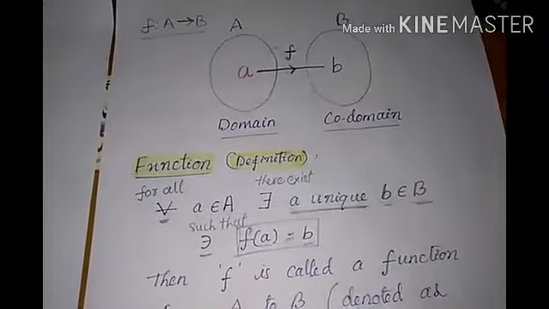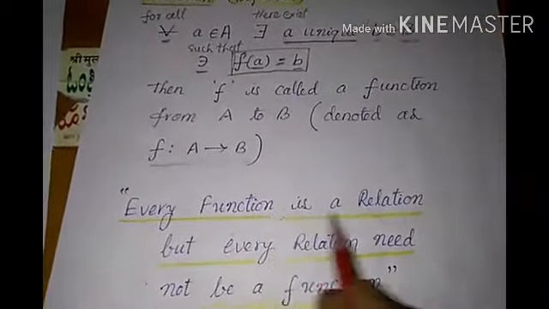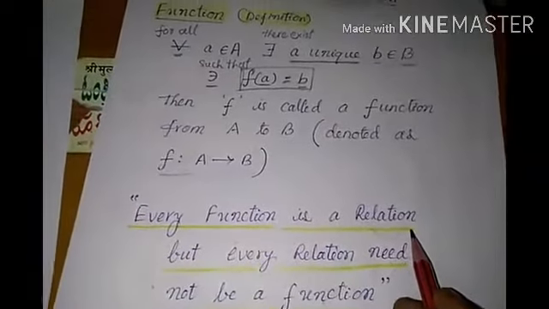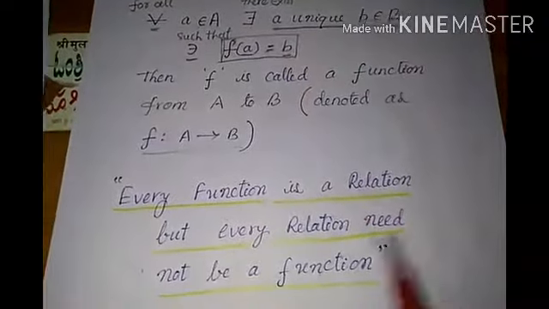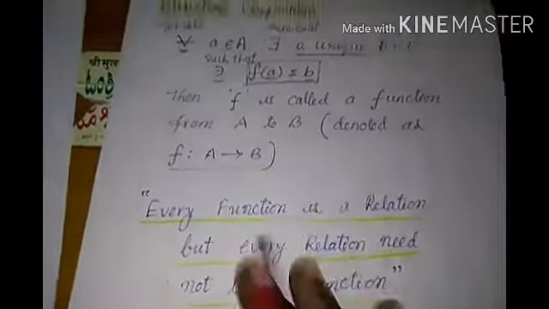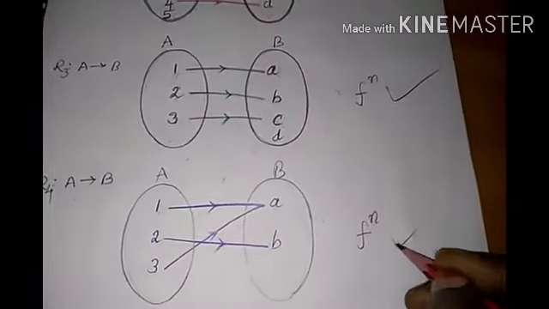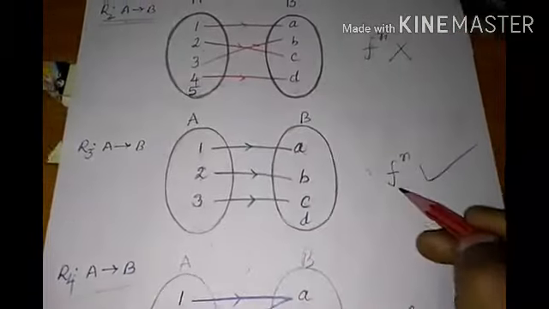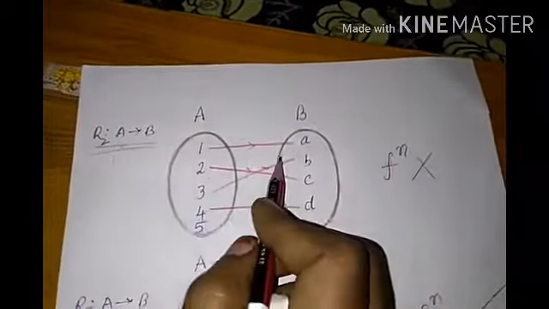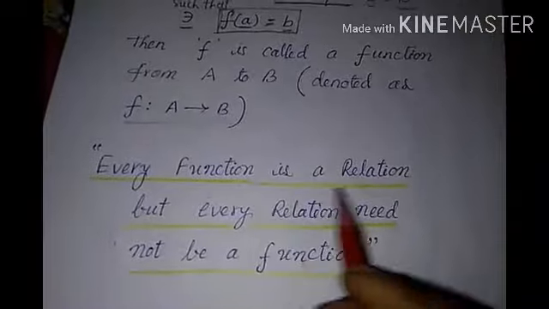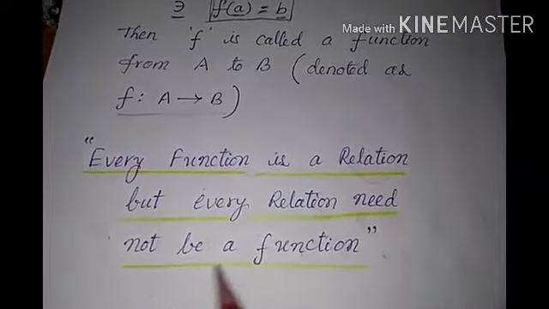That means by observing all the cases, all the relations, what we can conclude: every function is a relation. Every function is a relation, but every relation need not be a function. Let us see this example. This is a relation and also a function. That means a function is also a relation. Here also this is a function and also a relation, but here it is a relation but not a function. So what we conclude here, every function is a relation but every relation need not be a function.